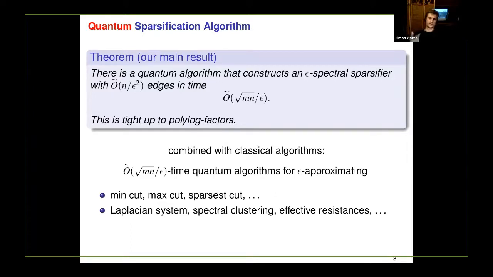But a sparser graph only has O tilde n edges, something like that. And so a classical algorithm can typically solve a lot of problems in O tilde n time. And this is particularly the case for things like min-cut, max-cut, sparsest cut, solving Laplacian systems, and so on. And so by cascading these two algorithms, we get O tilde square root mn time quantum algorithms for epsilon approximating these things.